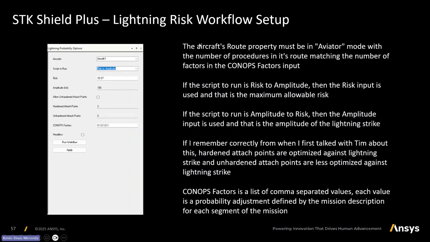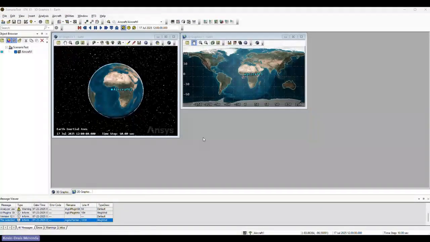We do require the aircraft to use the aviator mode so that we can extract the path properly using that module from STK. Then there are two different scripts, the risk to amplitude and the risk input. These are two different things, and then the amplitude to risk. So we have various ways to run this analysis and get you the information that you need. And then here we can go ahead and run the solution.